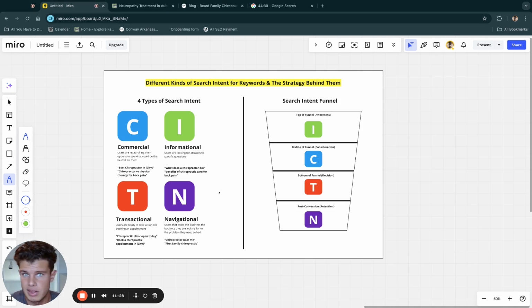So this is really the basic strategy of what you should be doing or looking at, as far as just the different kinds of search intent for keywords, and then the strategy of what you should do.